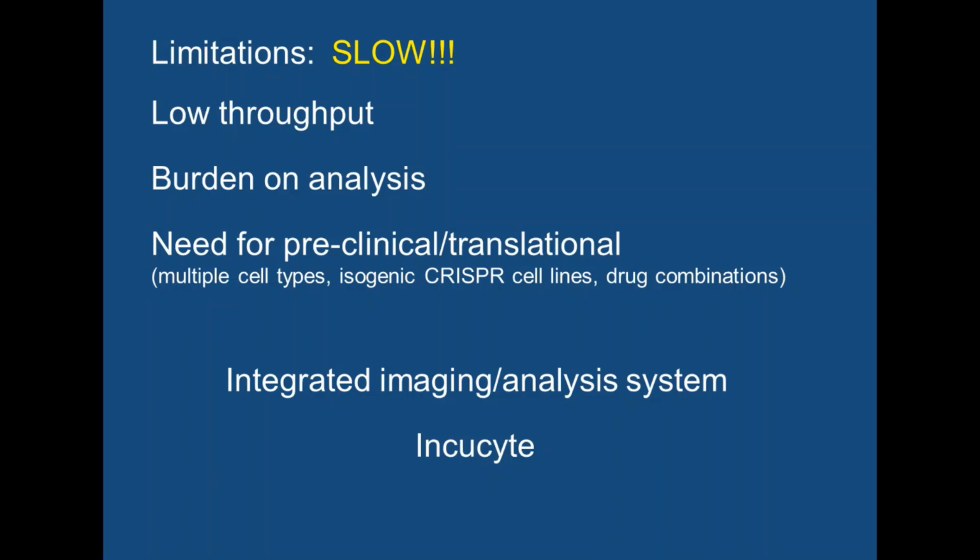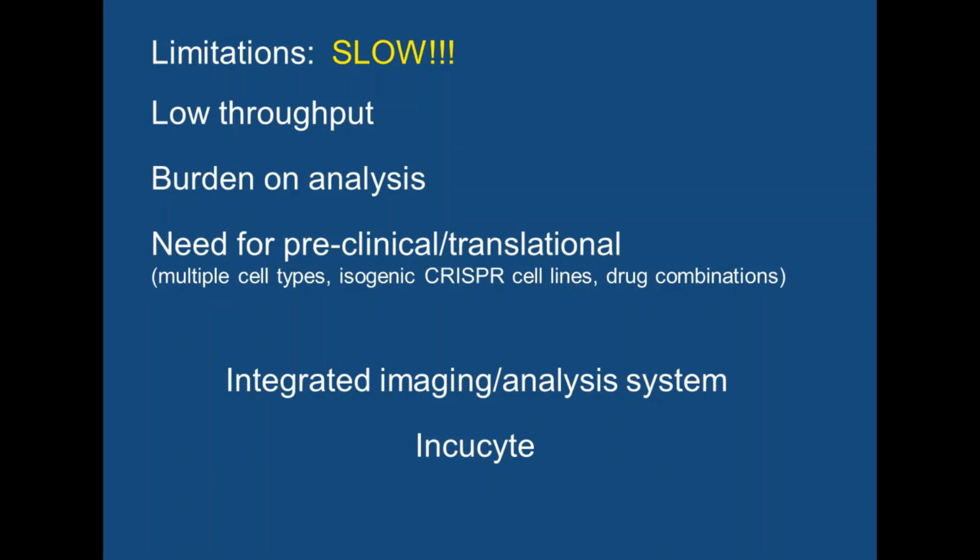When we have moved into more preclinical translational work, where we need to examine multiple cell types, we need to generate isogenic cell clones from an individual cell line using CRISPR, and we need to do combination drug treatments, we find that this low throughput is really a burden for us.